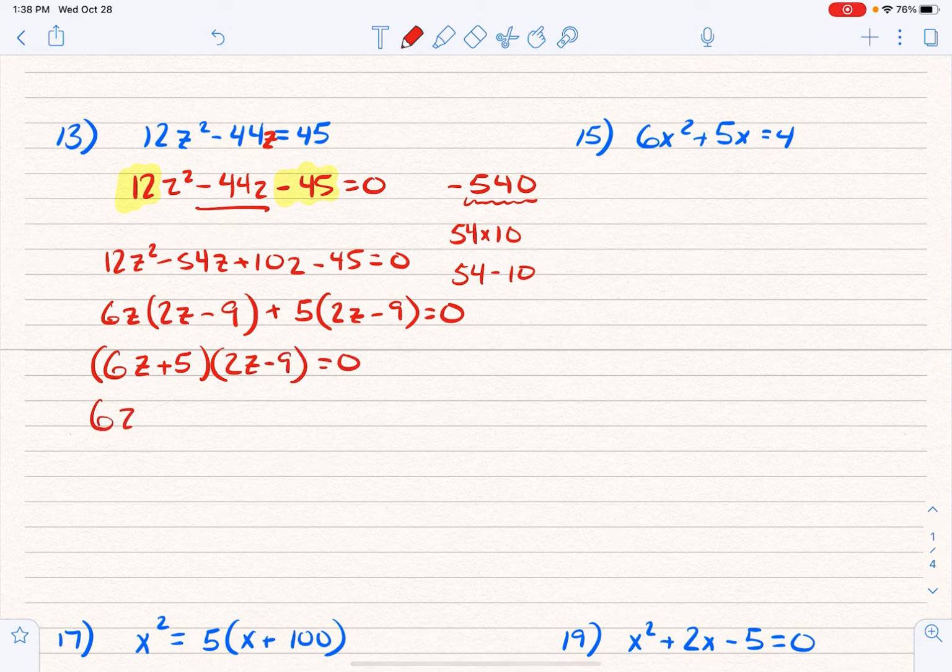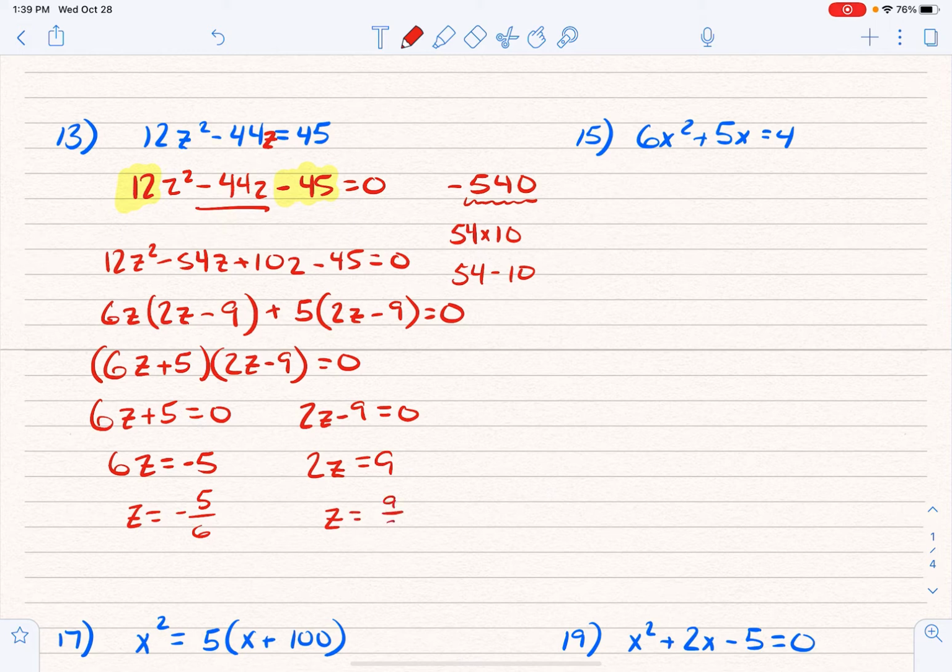Split that into the two values and get 6z plus 5 is equal to 0, which would mean that 6z is equal to negative 5, which would mean that z is equal to negative 5/6. For the other part, 2z minus 9 equals 0 would mean that 2z is equal to 9, which would mean that z is equal to 9/2.